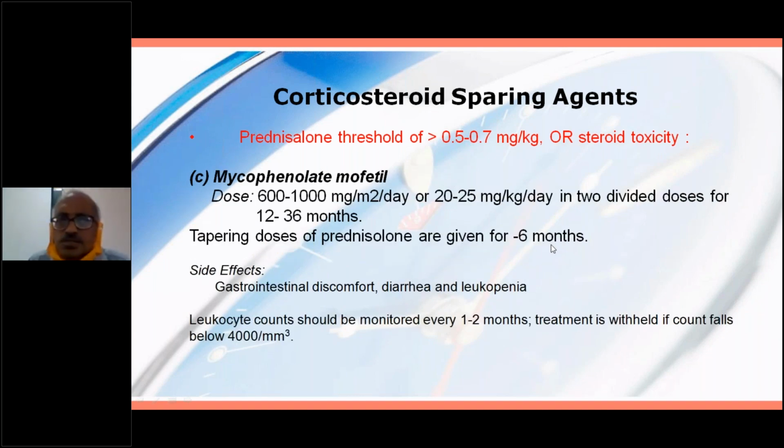Mycophenolate mofetil is actually a very good drug, 600 to 800 milligrams, but a very costly drug. Only with tapering doses of prednisolone over 6 months. Side effects are minimal actually, gastrointestinal, occasional leukopenia. The leukocyte count again, every 1 to 2 months you have to keep on checking. Treatment should stop if the leukopenia occurs below 4,000.